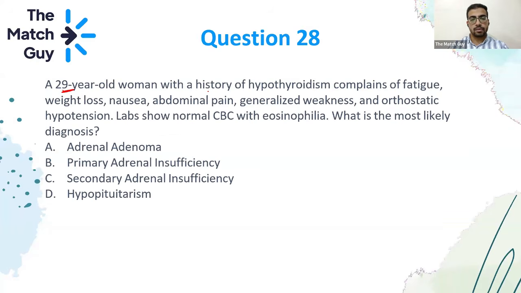A 29-year-old woman with a history of hypothyroidism complains of fatigue, weight loss, nausea, abdominal pain, generalized weakness, and orthostatic hypotension. The labs show normal CBC with eosinophilia. What is the most likely diagnosis?